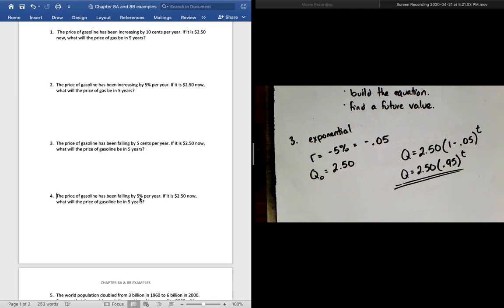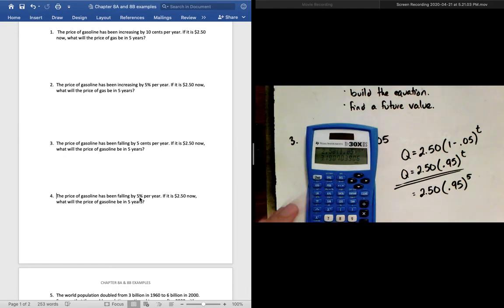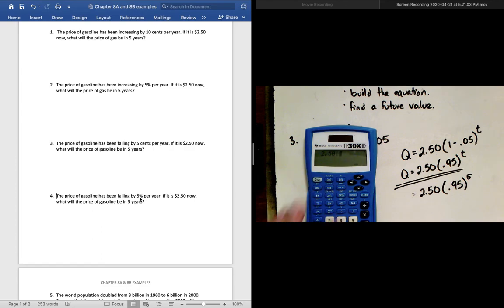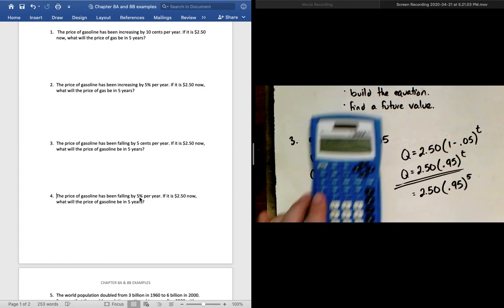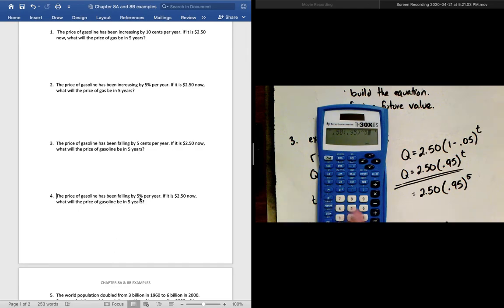Again, we want to know what's going to happen in 5 years. So I'm going to let t equal 5. I'll plug it in and I'll find the new value of gas. 2.50 times 0.95 raised to the 5th power. We go to our calculator. We want to raise that to the 5th power. And when we round to the nearest cent, we get $1.93. So we can expect the gas price to fall to $1.93 in this model.